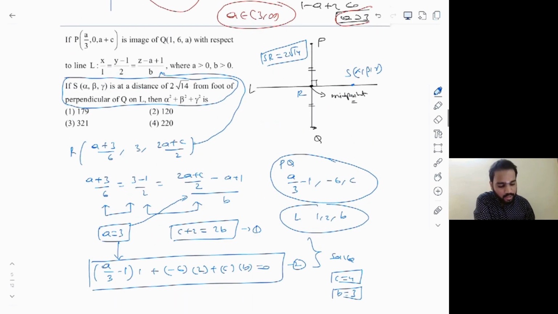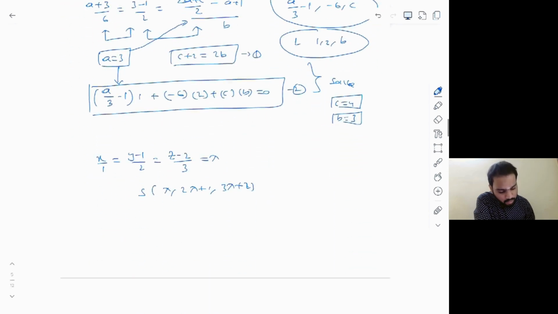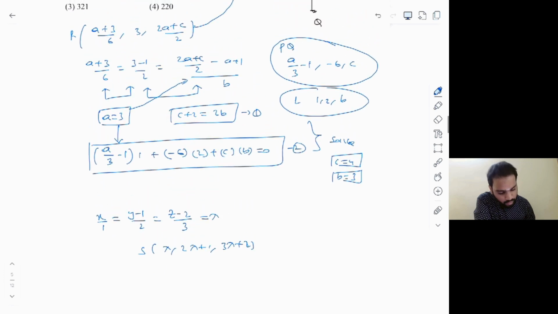But what is the condition actually? The SR distance is equal to 2 root 14. But what is the point R here? Just now we have written, right? The point R. If you look at this, you know the values of a and c. You can put that there, and you can find out the point R here, which will be 1 comma, because a is equal to 3, right? 1 comma 3 comma. If you put a and c values here, you get this as 1, 3 and 5.